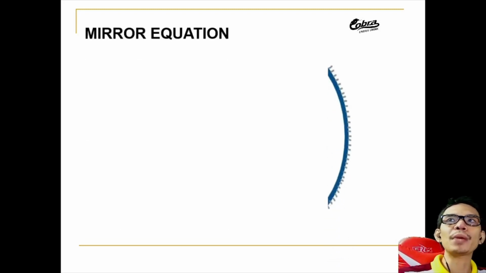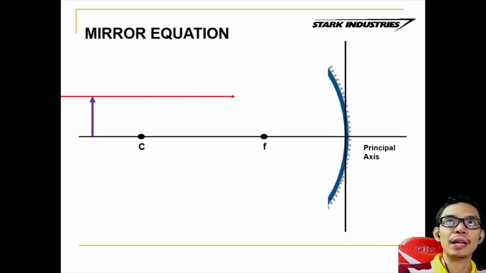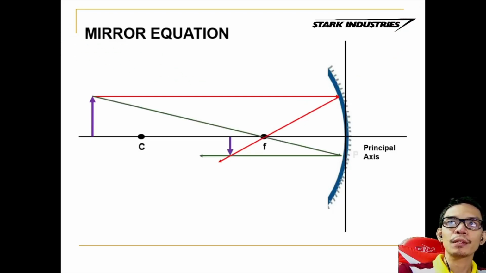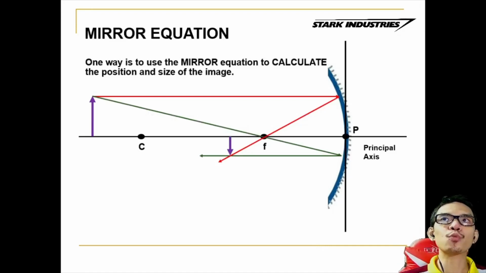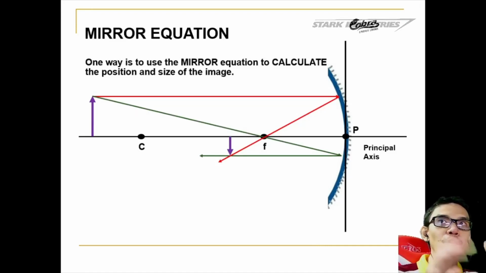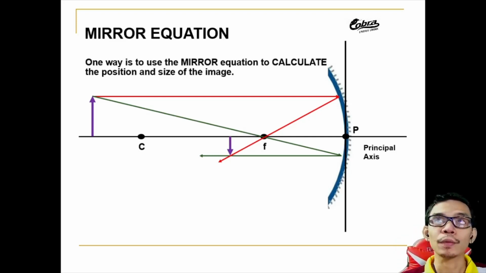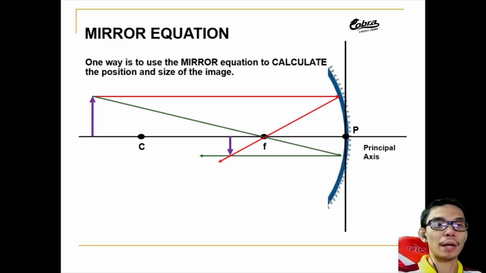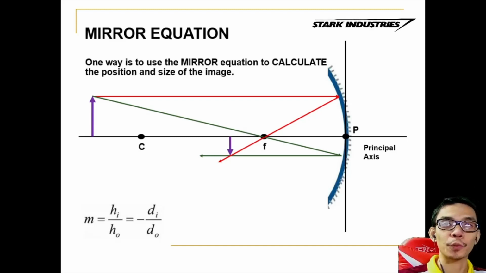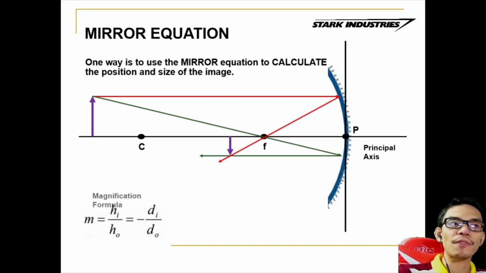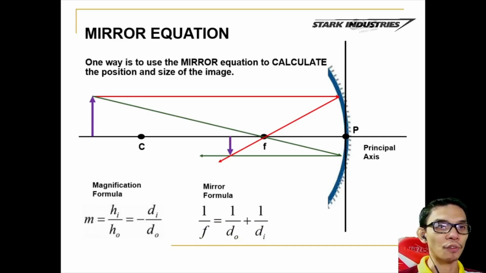So this is our mirror equation that we derived in the previous video lesson. That was the ray diagram, and there is one way to use the mirror equation to calculate the position and size of the image. To calculate or predict the image that you have right here, we need to use the following formulas. We have the magnification formula and the mirror formula over there.